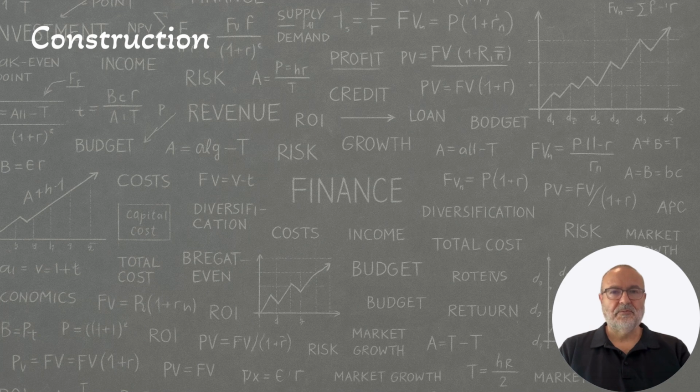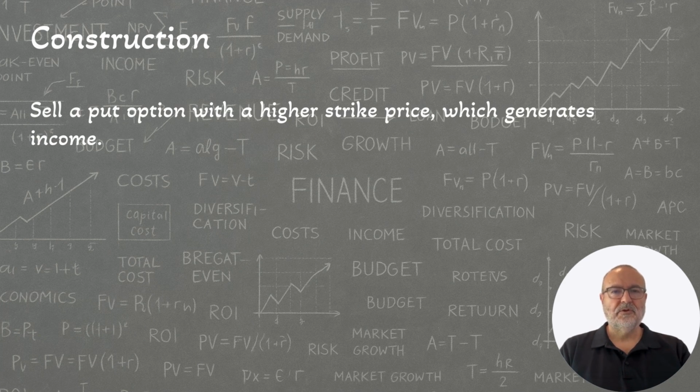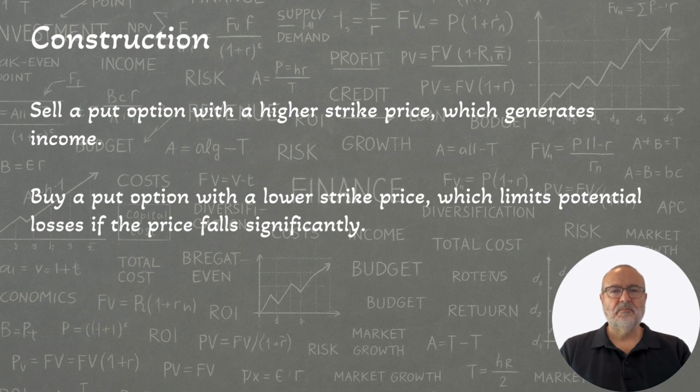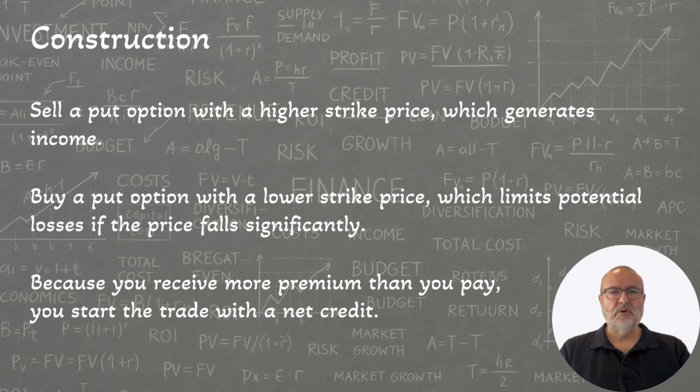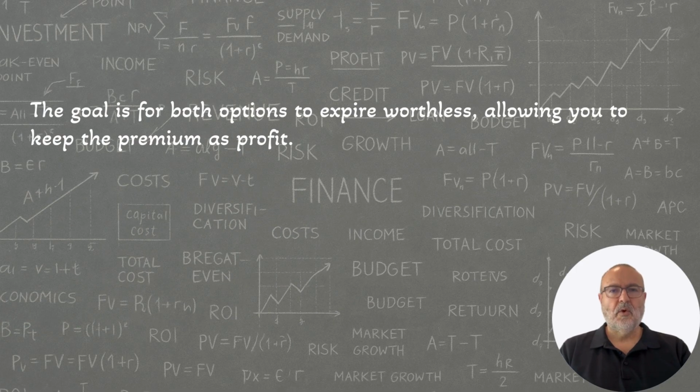Let's go through the steps of building a bull put spread. Step 1. Sell a put option with a higher strike price, which generates income. Step 2. Buy a put option with a lower strike price, which limits potential losses if the price falls significantly. Because you receive more premium than you pay, you start the trade with a net credit. The goal is for both options to expire worthless, allowing you to keep the premium as profit.